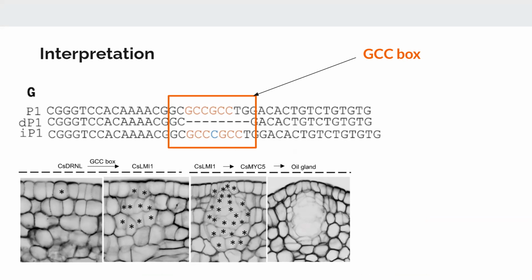Another element that has been identified is the GCC box, which is identified as a promoter to activate CsLMI1 and starts the entire process. The experimenters used the CRISPR-Cas9 gene editing tool to determine that the GCC box and CsLMI1 are necessary for the serrated leaves and oil glands to be produced in these citrus plants.